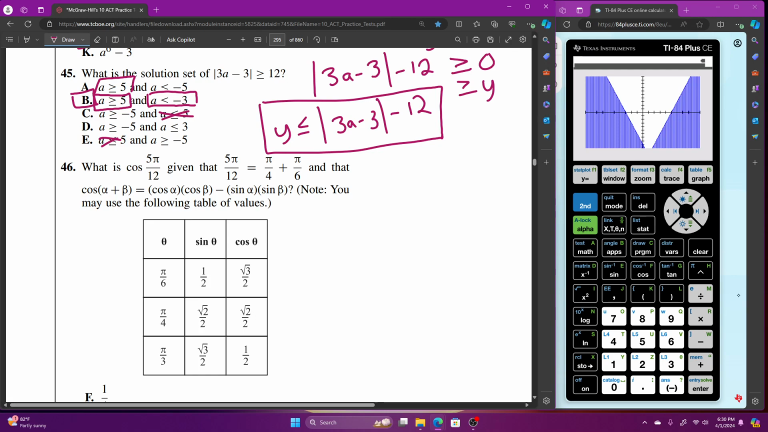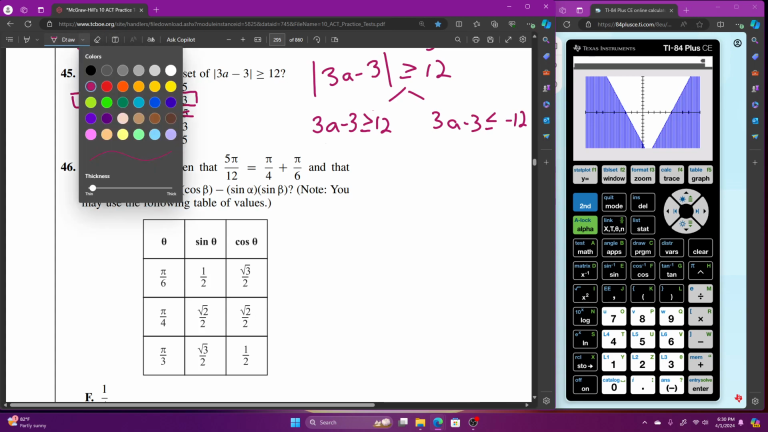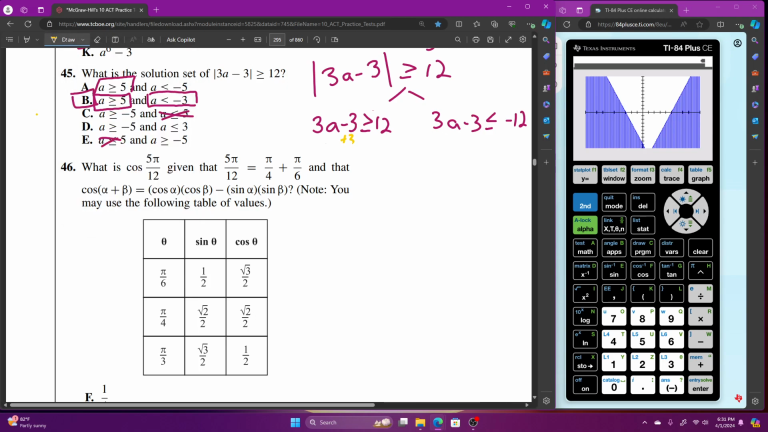If you're not a fan of using the graphing calculator, you could also solve your absolute value inequality the normal way, greater than or equal to 12, by splitting it off into two equations. 3a minus 3 is greater than or equal to 12, and 3a minus 3, we're going to change this side to negative 12, and when we're bringing a negative to the inequality party, the inequality flips around.